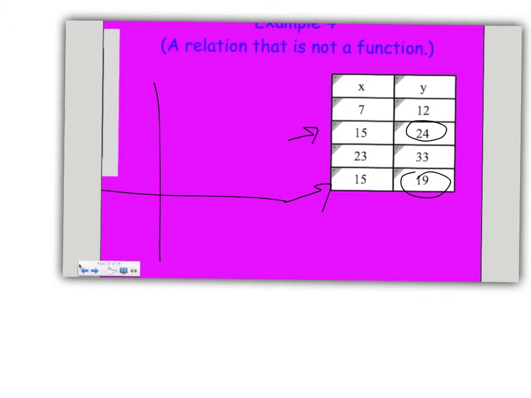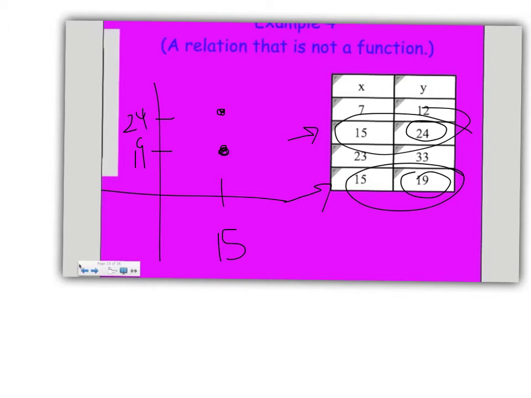So if I were to graph that, if here's 15 and here's 19 and here's 24, you're going to have something that looks like this. You're going to have your point 15, 19, and you're also going to have your point 15, 24. But notice that that is a vertical line, which means that we have 2 points that are hitting the vertical line, so it does not pass the vertical line test.